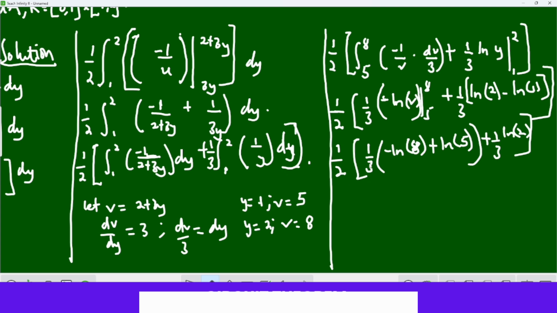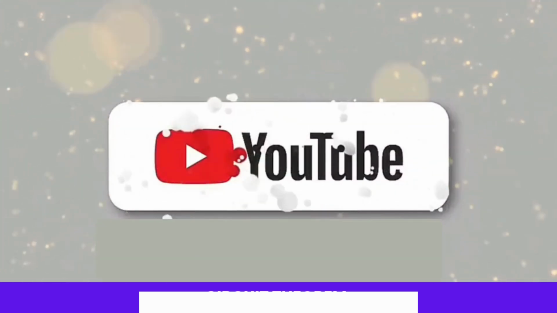So I end up getting 1 over 6, I can bring 1 over 3 out and multiply it by 1 over 2, and I get 1 over 6 multiplying negative ln 8 plus ln 5 plus ln 2. Thank you. This is our solution.